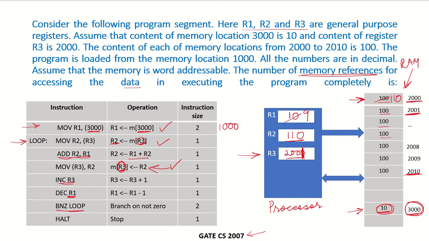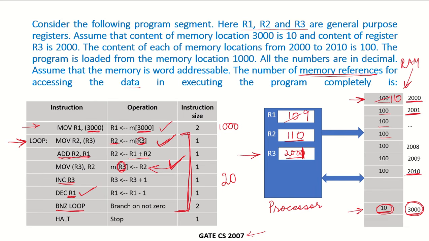Branch on not 0 to loop. So we have to check, the last update was on R1. So we have to check whether R1 has become 0 or not. Till the time R1 becomes 0, this loop will be run. Now the value of R1 was 10, and it will take 10 iterations of the loop for R1 to become 0. That means this loop is going to run 10 times. And in each run of the loop, there were 2 memory accesses. That means within the loop, there will be 20 memory accesses, 2 for each time.